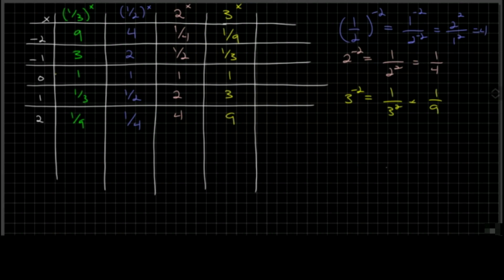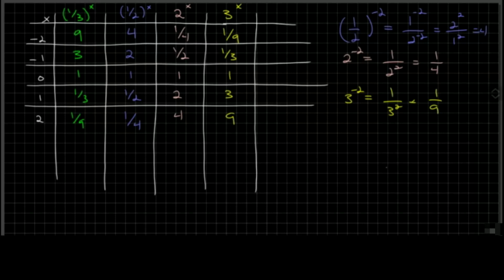So a couple observations. All of these functions are the same at x equals 0. They're all equal to 1. Maybe one other observation: 3 to the x starts at 1/9, and 1/3 to the x ends at 1/9. And if you travel from top to bottom on 3 to the x, and then from bottom to top on 1/3 to the x, you see that this lists all the same values. There's a reason for that.